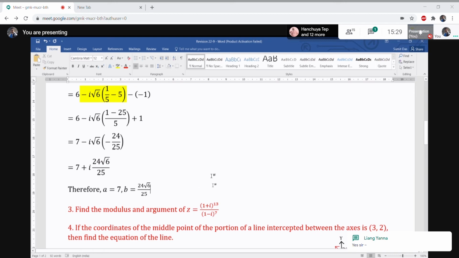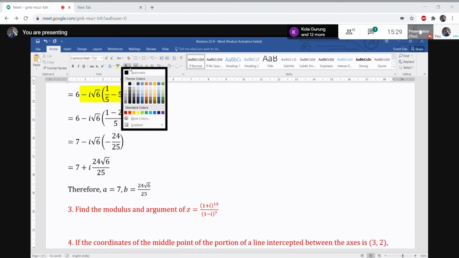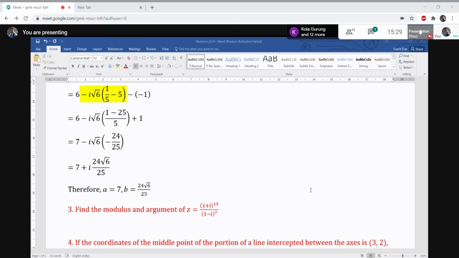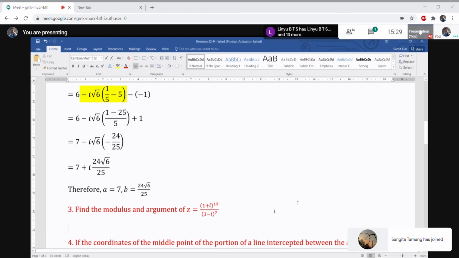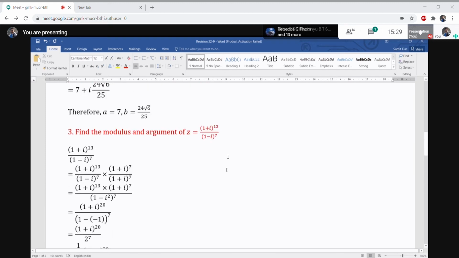Then question number 3. Question number 3 also very easy problem, but let's see. Okay, question number 3, a little bit tricky question. We have to find the modulus and the argument of z.